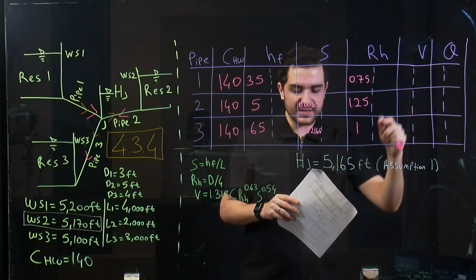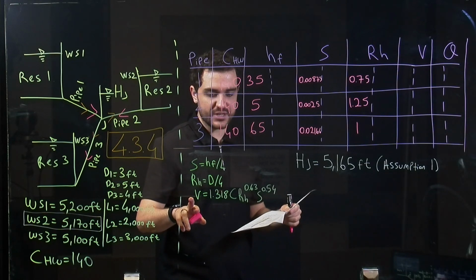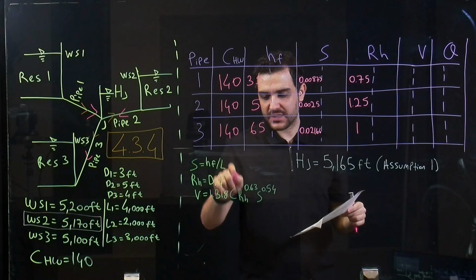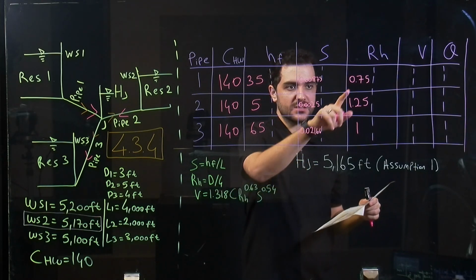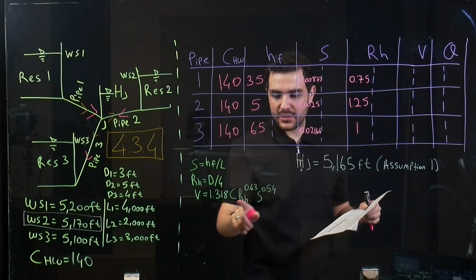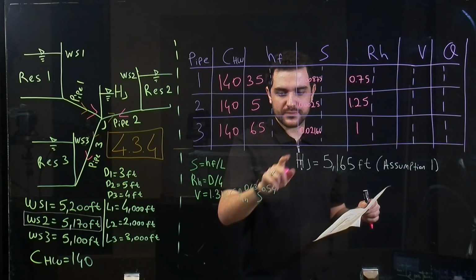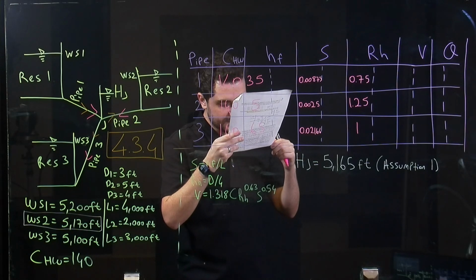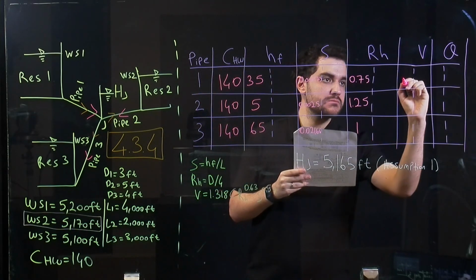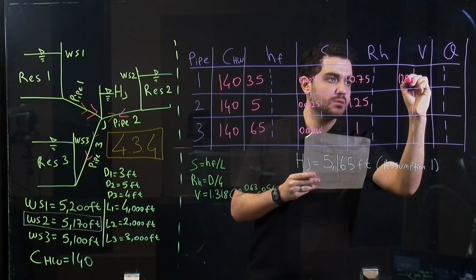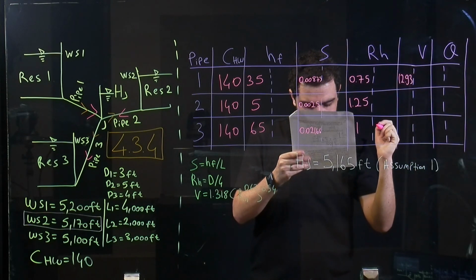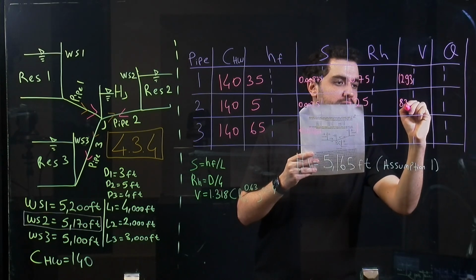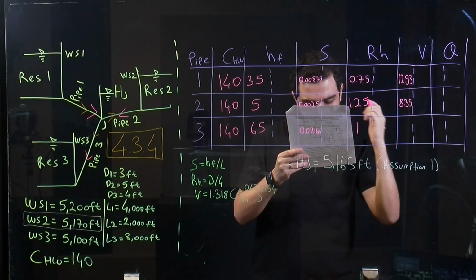And for the velocity, we are going to use this equation. So this is the coefficient. We have 140 here. We have hydraulic diameter as calculated here. And we have slopes, so that we can calculate velocity for each of these. We have 835.